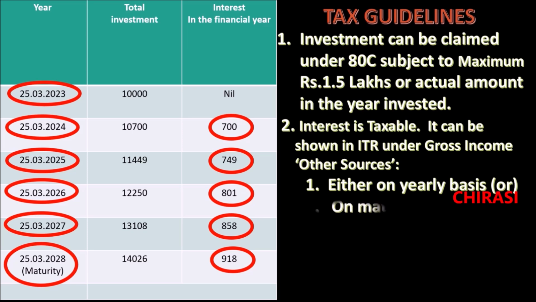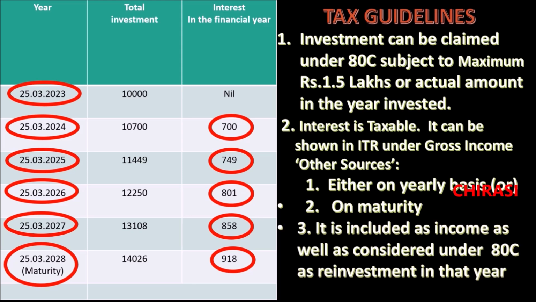The second option is on maturity. That means during the years 2023-24 to 27-28, this interest amount is not taken as gross income. So during the year of maturity, the entire interest of 4,026 is considered as interest.